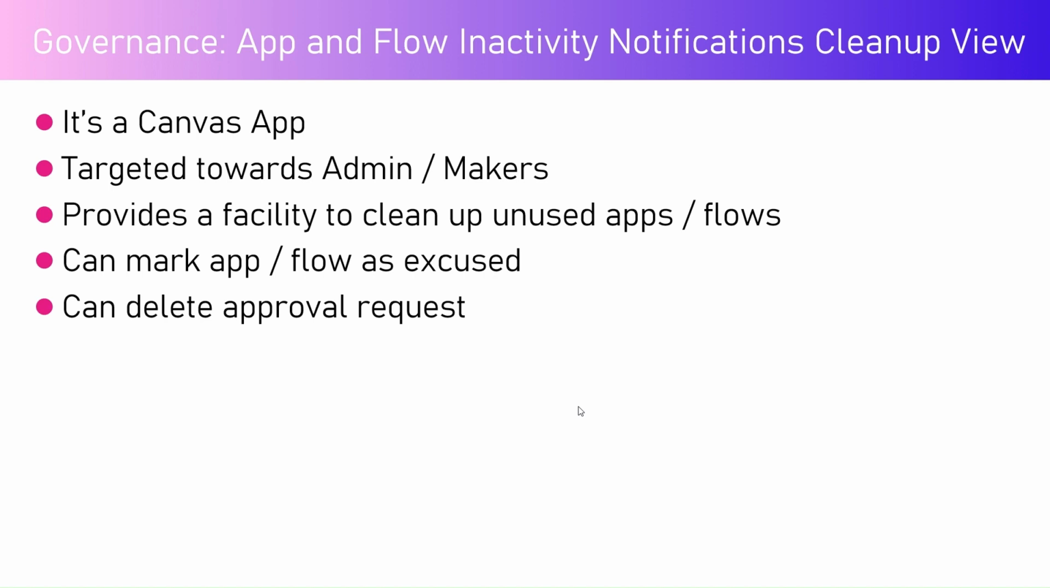Either you can ignore the request, or you approve the deletion or archival for that particular app or flow, or give it some time, let it reappear on your list again, and then you take that decision after 30 days or 60 days.